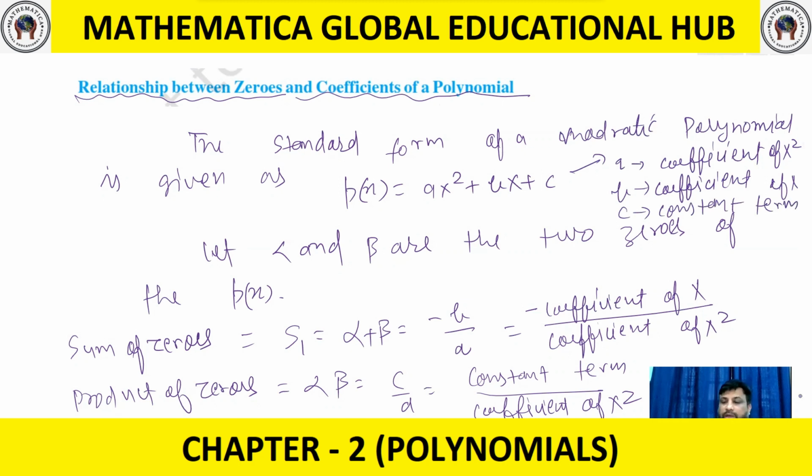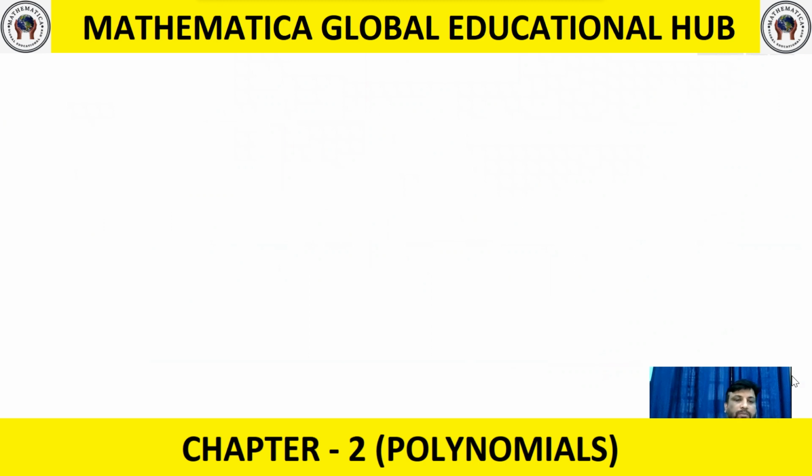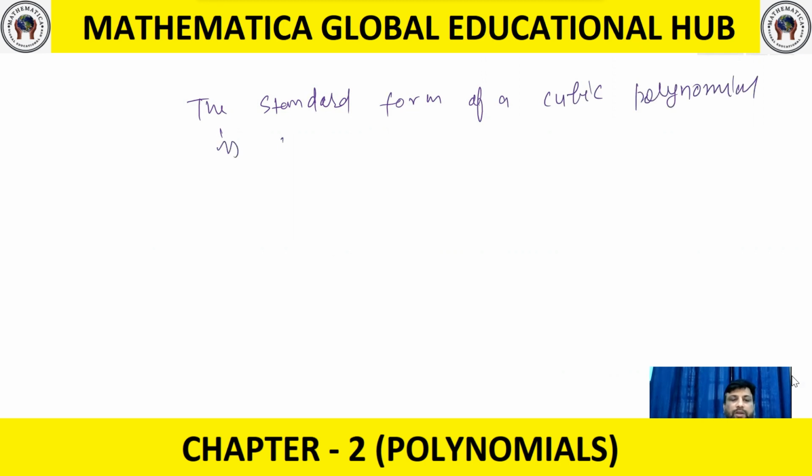Similarly, we can find the relation between the zeros and the coefficients of a cubic polynomial. The standard form of a cubic polynomial is given as p(x) = ax³ + bx² + cx + d. Everybody knows here a means the coefficient of x cube.